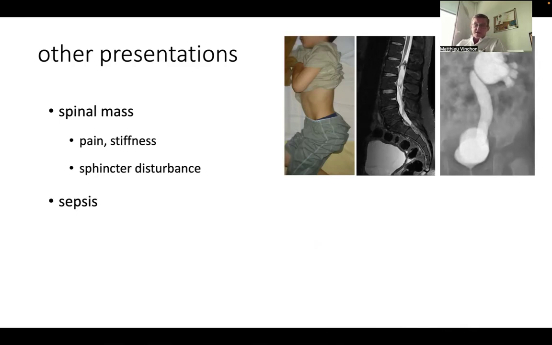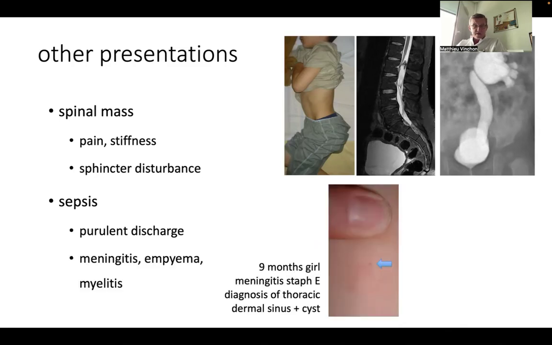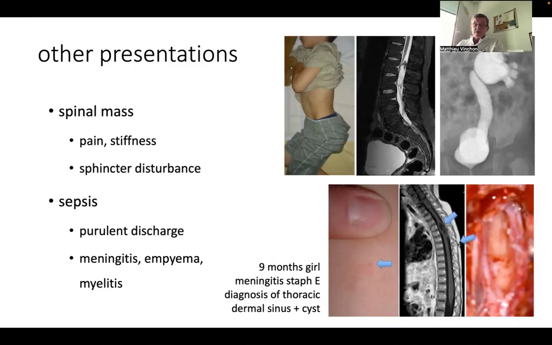And it can present with sepsis. It is the worst that can happen to children. It can be apparently superficial sepsis with purulent discharge, but in many cases you can have meningitis, empyema, or myelitis. This 9-month girl was not seen at birth because, as you can see, the fistula was extremely small, but she presented with a Staphylococcus epidermidis meningitis, and the pediatrician took a magnifying glass to see the fistula, and the MRI showed there was an extension inside the spinal cord with an epidermal cyst.